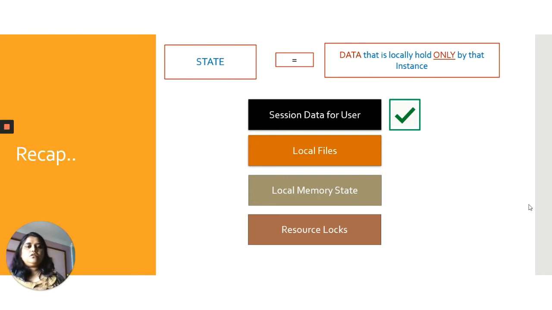So now let us go ahead and look at how we can store the local files.